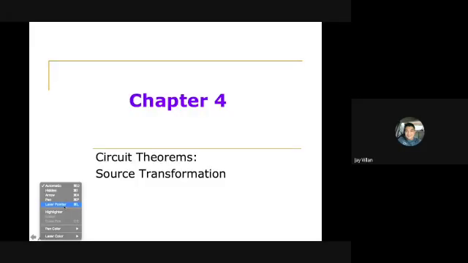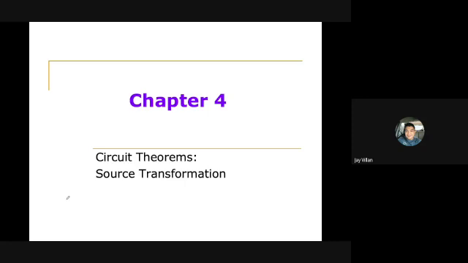Source transformation is useful when you want your complex circuit to get simpler. Just based from the topic, source transformation.